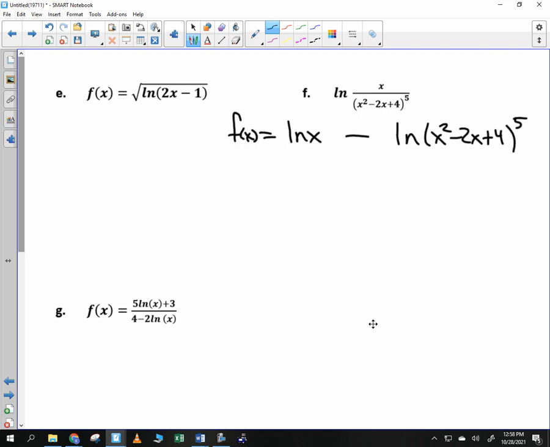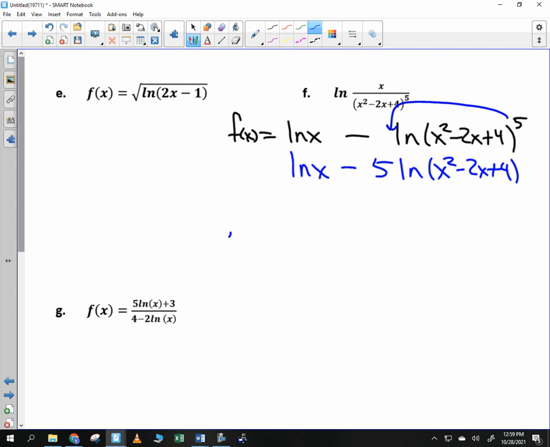I mean, isn't that nicer? Yes. And then what's the next thing we can do? Dump the 5 in front, right? So we got the natural log of x minus 5 natural log of x squared minus 2x plus 4. True or false? We've taken the derivative. False. We've just rewritten it, right?